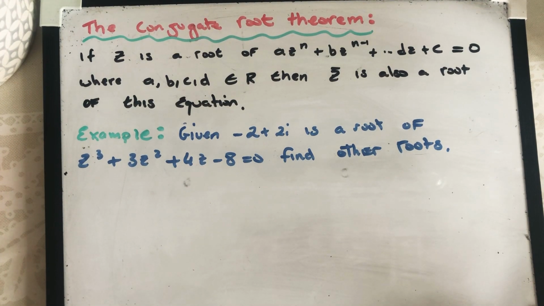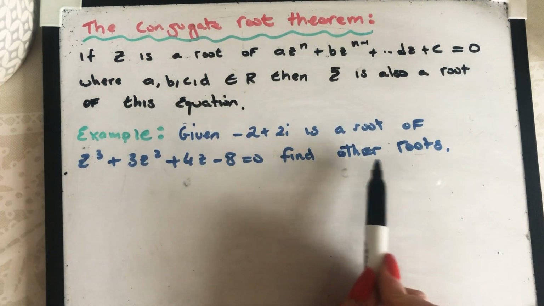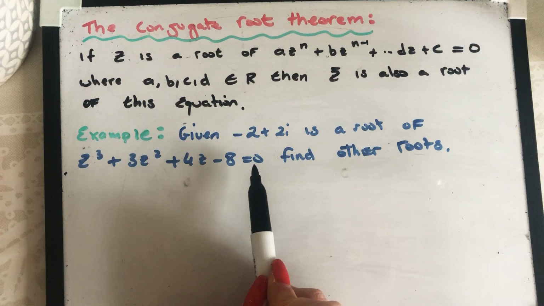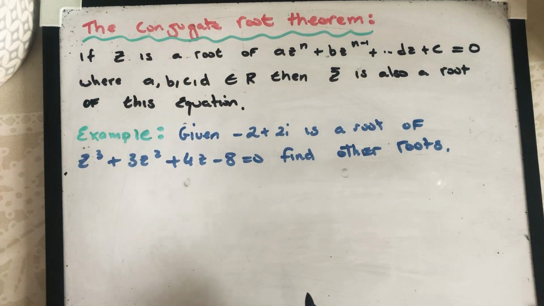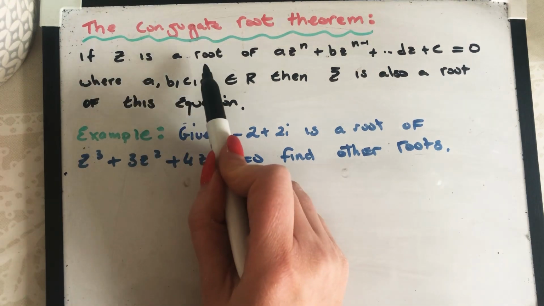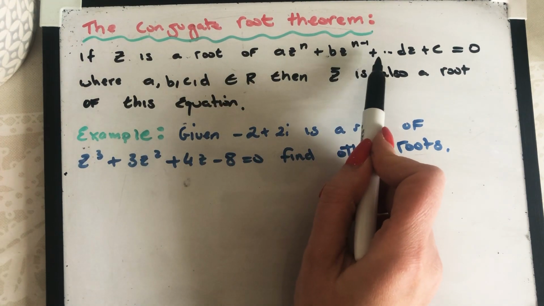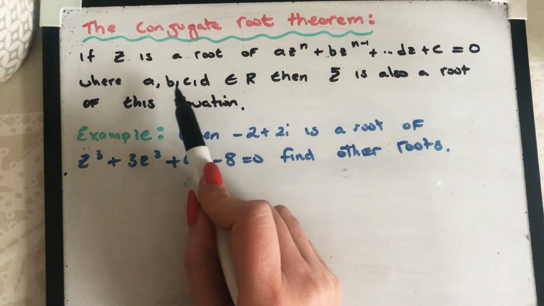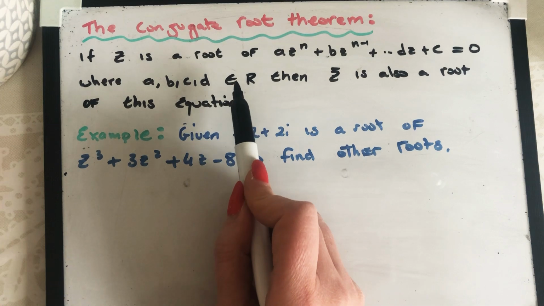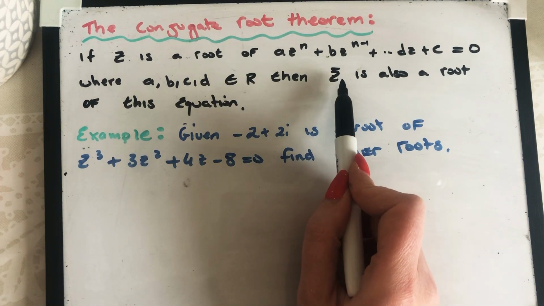In this video we're focusing on the conjugate root theorem and also finding other roots of cubic expressions given one root already. So let's begin by looking at the conjugate root theorem. If z is a root of az to the power of n plus bz to the n minus 1 plus ... plus dz plus c, where a, b, c and d are elements of R, the real numbers, then z bar is also a root of this equation.